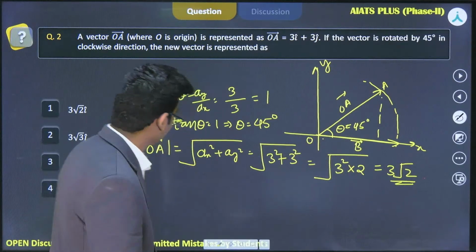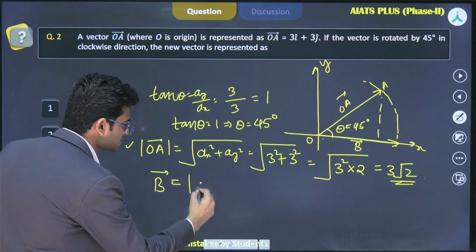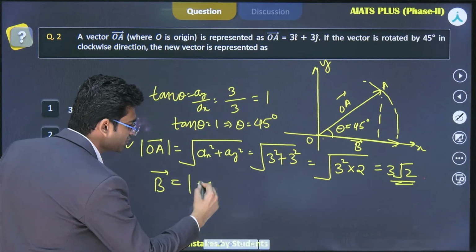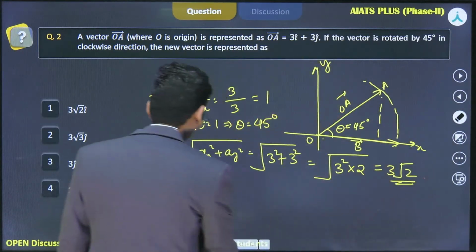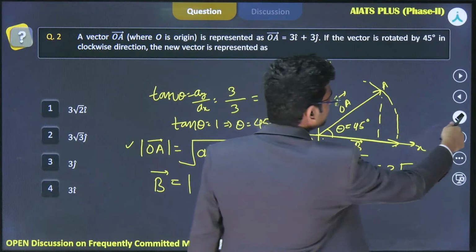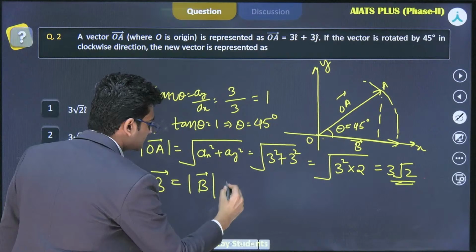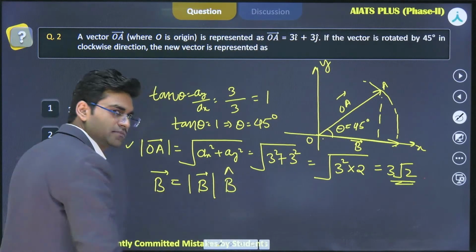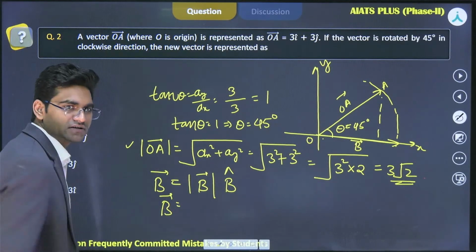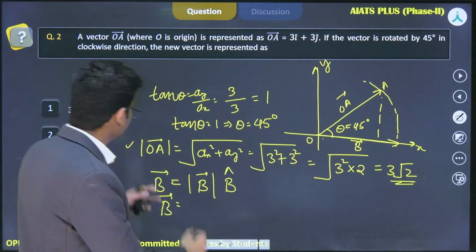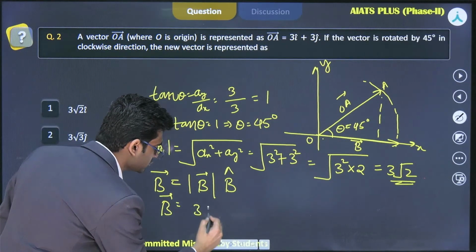All right. Now b vector can be represented as first the magnitude of b vector, then the direction of b vector, that is b cap. All right. B vector is equal to mod of b vector times b cap. Now mod of b vector is equal to mod of OA vector, because the magnitude is not changing, right? So this will be equal to 3 root 2.